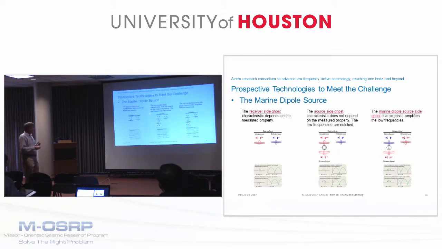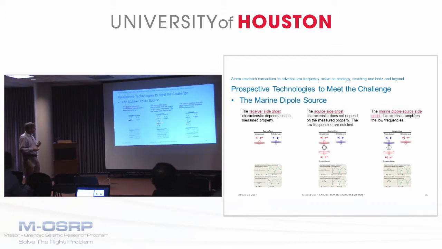And so what I've done here is I've drawn various receiver side ghost functions and source side ghost functions for conventional sources. And down here you can see the frequency domain response of each ghost function. So this one on top is always the pressure, and this one on bottom is the particle velocity. And of course, on the receiver side, we know that we got a ghost notch in pressure measurements. We have ghost amplification in particle velocity measurements.